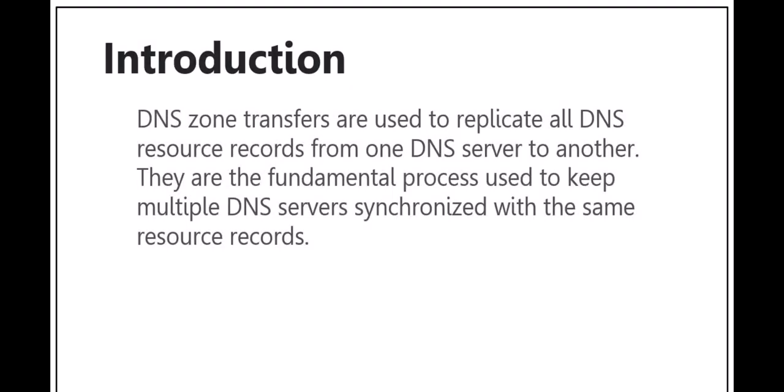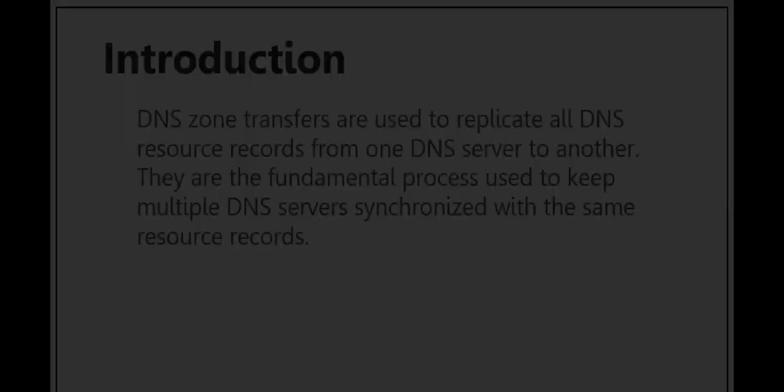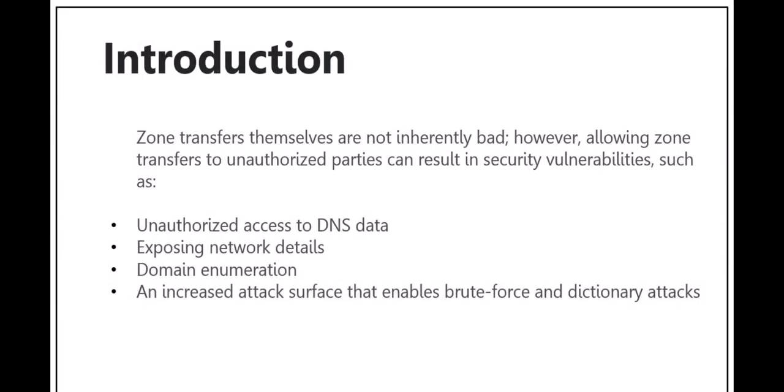Exercise 2: Identify DNS transfer vulnerabilities. Introduction. DNS zone transfers are used to replicate all DNS resource records from one DNS server to another. They are the fundamental process used to keep multiple DNS servers synchronized with the same resource records. Zone transfers themselves are not inherently bad. However, allowing zone transfers to unauthorized parties can result in security vulnerabilities such as unauthorized access to DNS data, exposing network details, domain enumeration, and an increased attack surface that enables brute force and dictionary attacks.